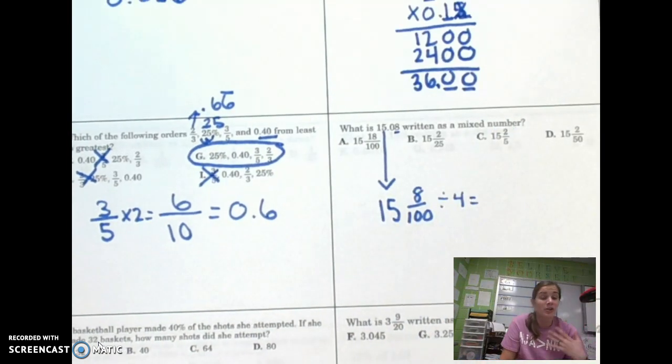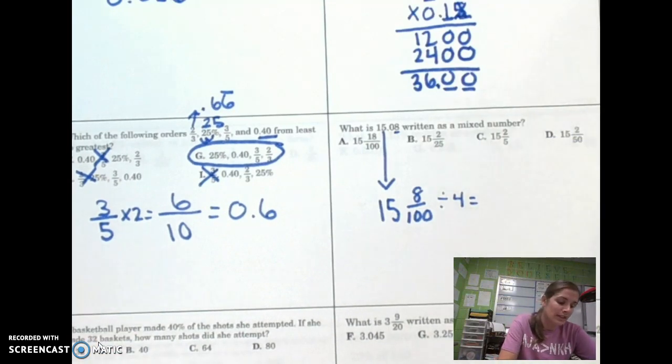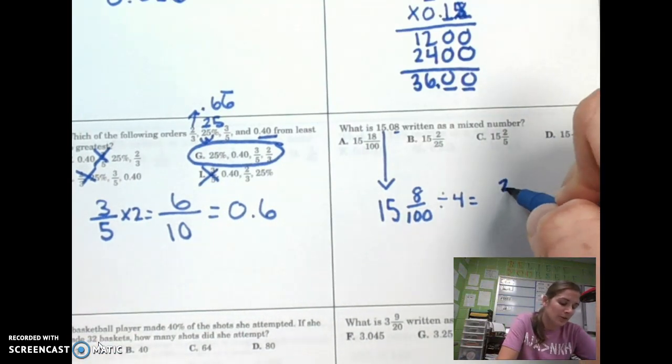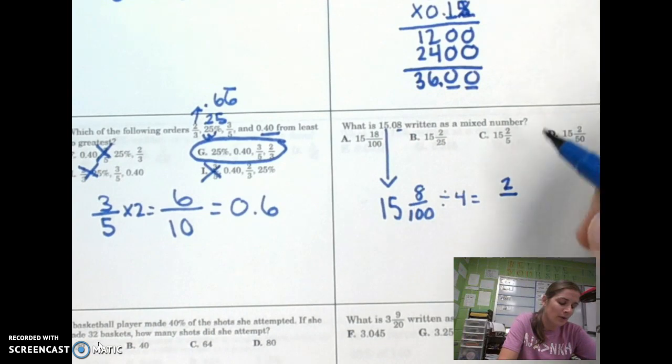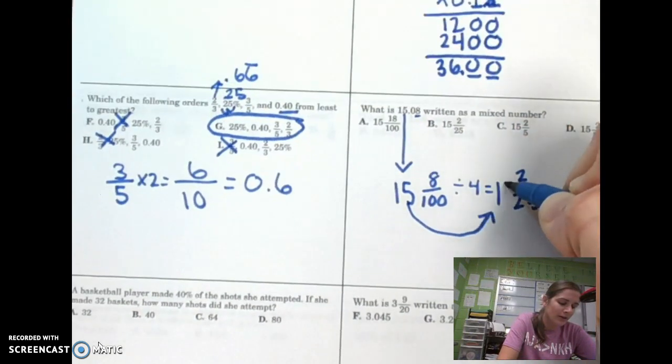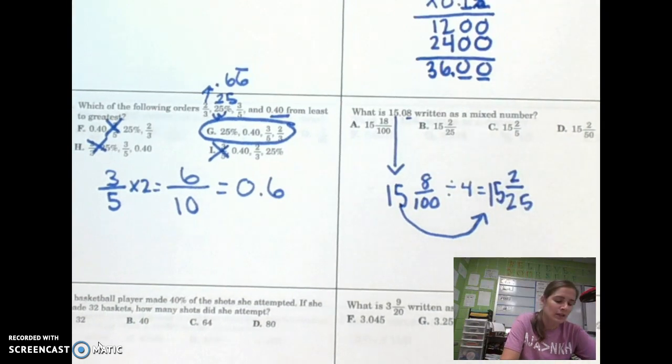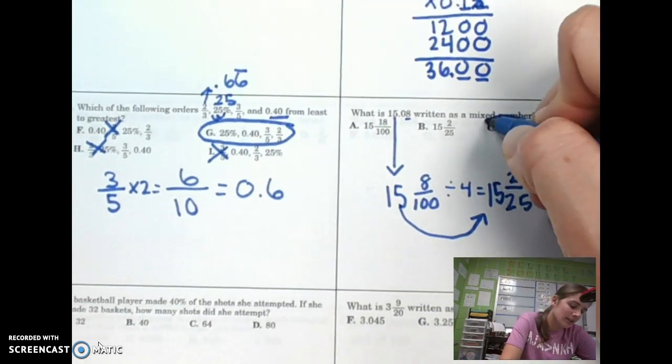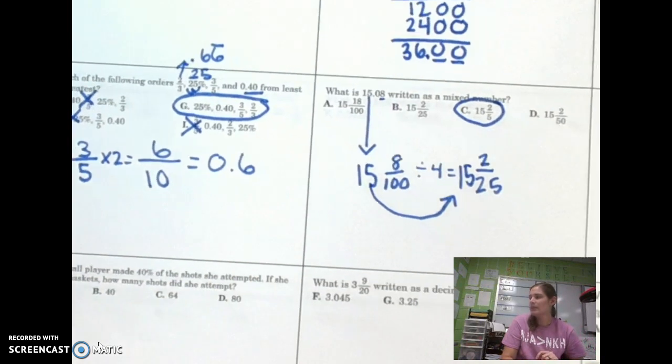You could have chosen a 2, but you'll have to do a 2 again. So 8 divided by 4 is 2, and 100 divided by 4 is 25. And remember that 15 is going to go right in front of it. So we have 15 and 2 25ths, so our answer is C. Take a look at our next one.